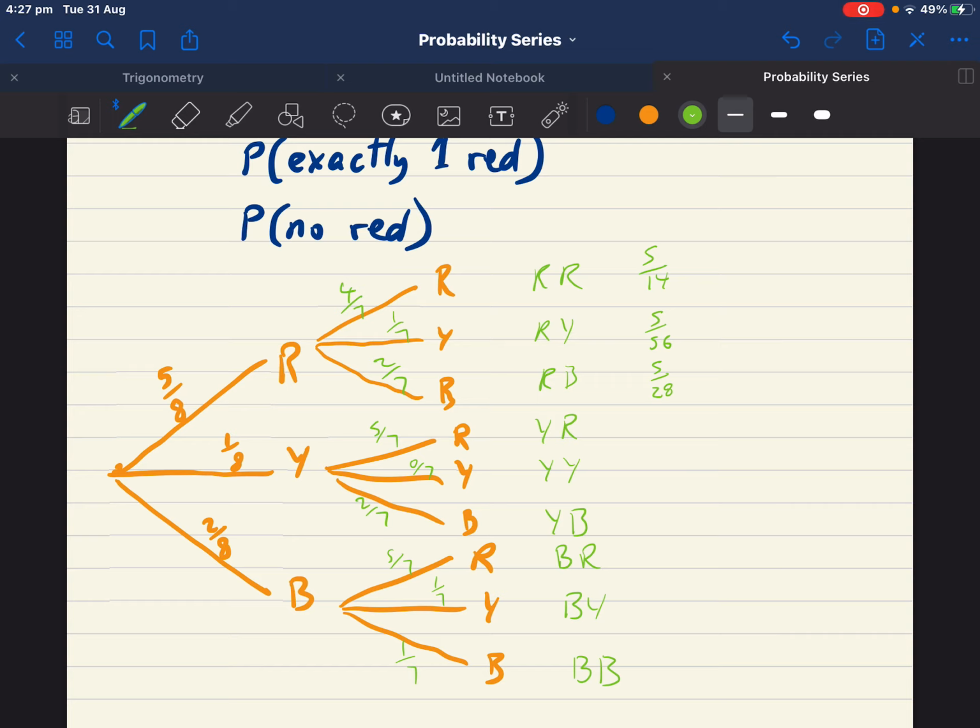Yellow and then red, we've already covered that scenario. It's 5 over 56. Yellow and yellow, that's going to become a 0. It's impossible, right? You end up with 1 over 8 times 0 over 7. It just becomes 0, which is fine. So it didn't matter if we excluded it straight away, but it also doesn't matter that we included it. It's not going to affect our calculations. Yellow and then blue. So this is going to end up being, was it 1 over 28?